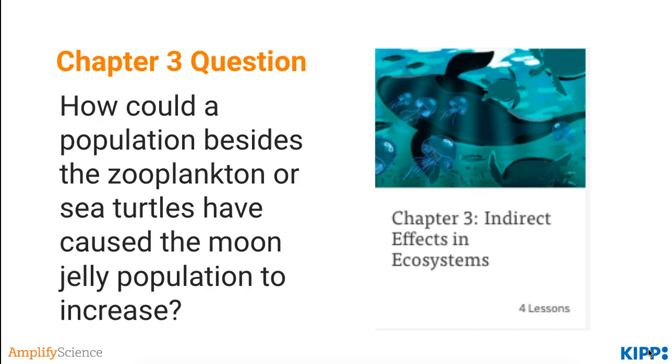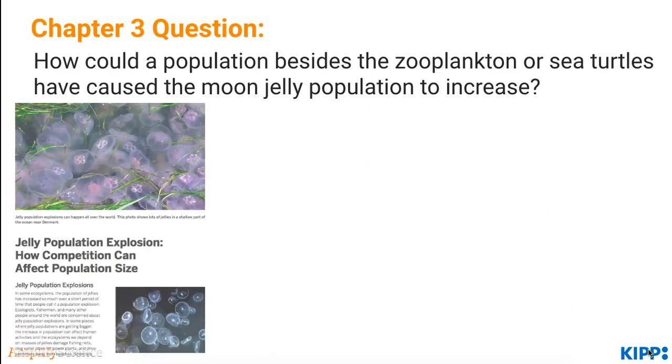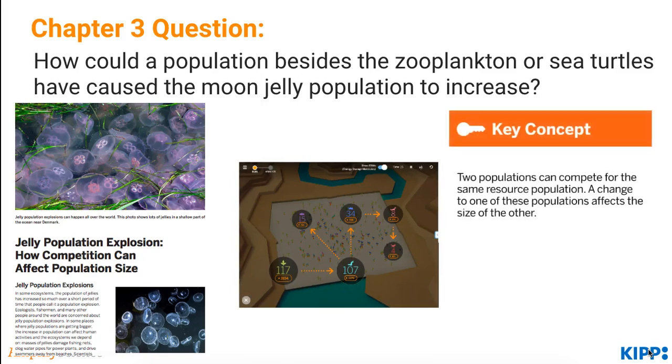At this point, students are ready for Chapter 3, where they will answer the question of how could a population besides the zooplankton or the sea turtles have caused the moon jelly population to increase. In this chapter, students start off by reading about another real-life jelly population affected by competition. They will explore how competition can affect a population by using the 6 population mode in the sim, which leads them to the key concept that 2 populations can compete for the same resource population, and that the change in one of these populations can affect the size of another population.